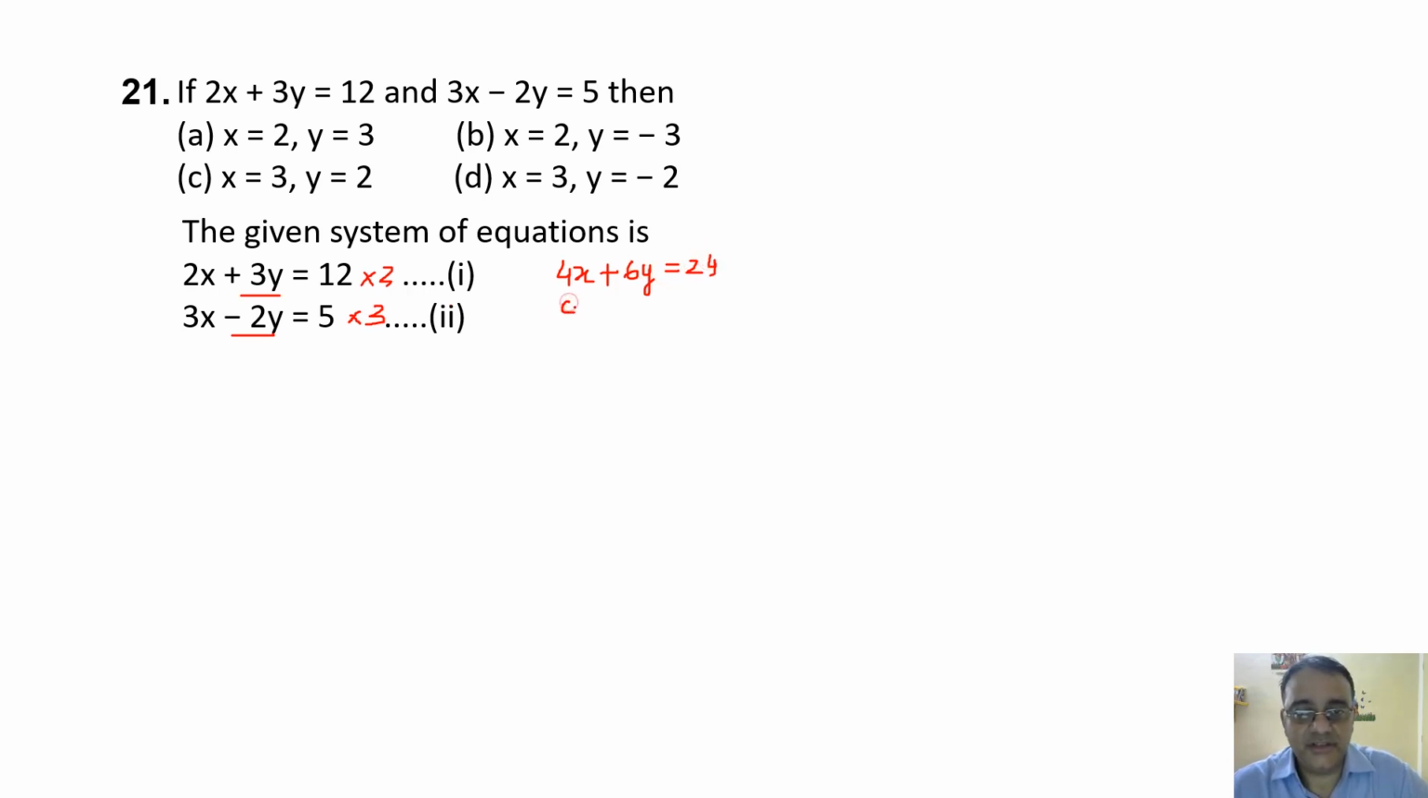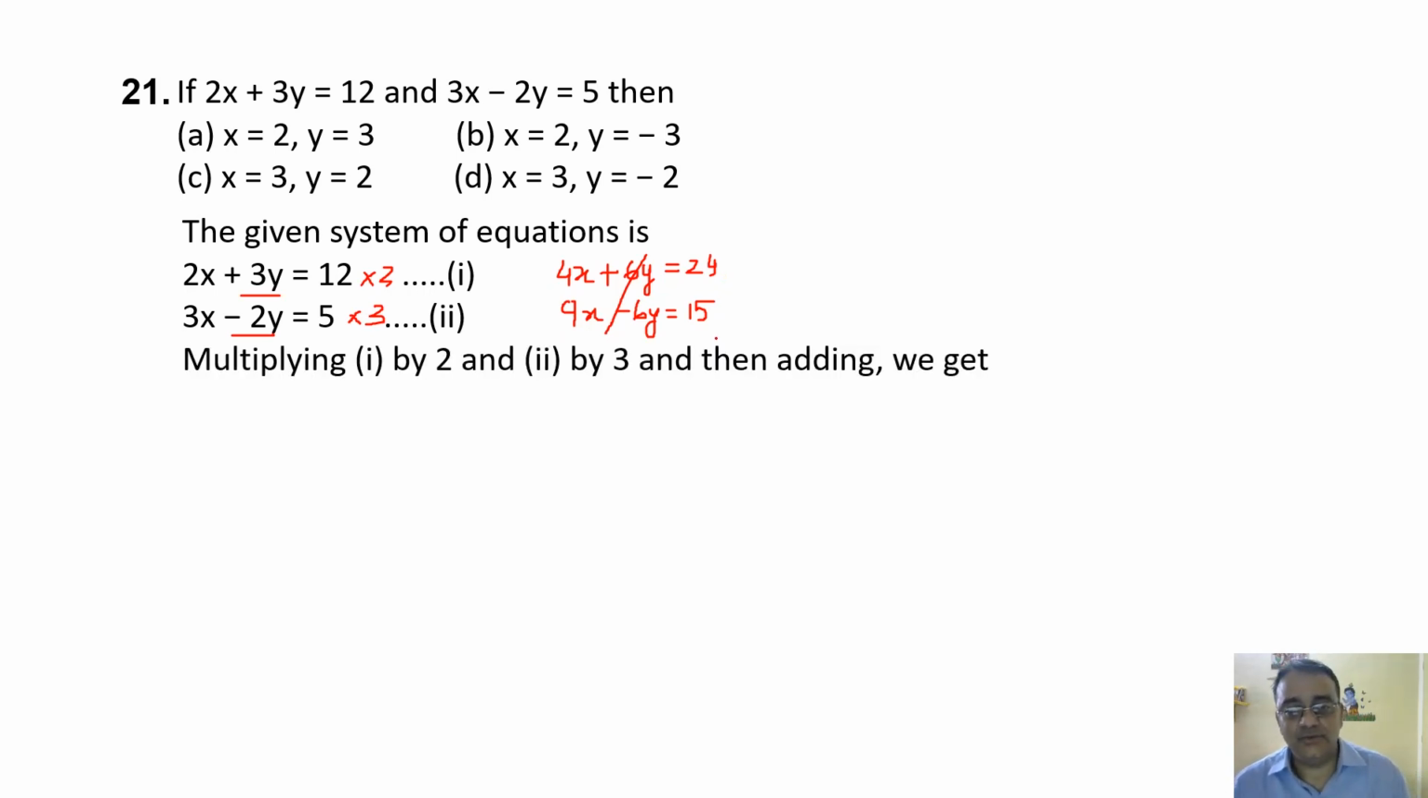Now the next equation, 9x minus 6y is equals to 15, right? Okay, now if we add, what we are getting, 13x, and this side 39, right? So multiplying 1 by 2 and 2 by 3, then adding, we get 4x plus 9x is equals to 24 plus 15, that is 13x is equals to 39. So what is the value of x? 3, right?